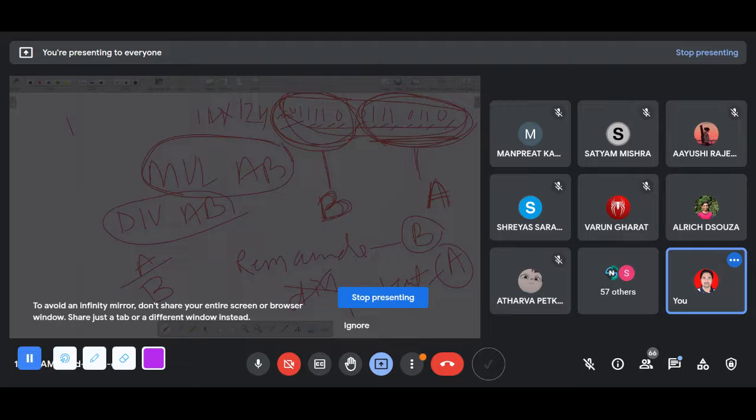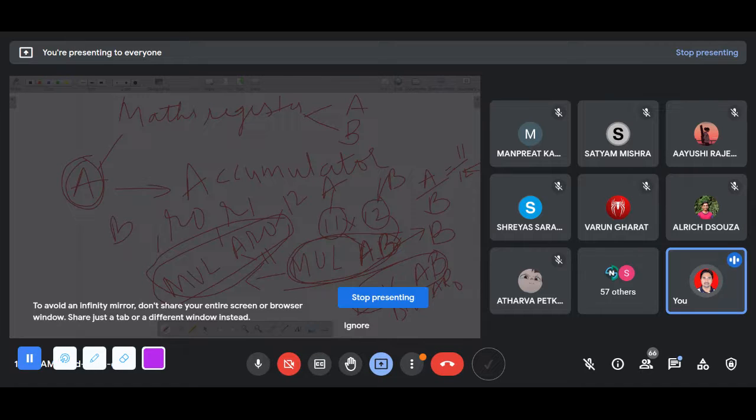Okay. So remember what the significance of A is and what the significance of B is in multiplication and division. Why is A called the accumulator? Because if you do addition, if you do subtraction, if you do multiplication, if you do division, by default your result will be stored in the A register. That means it is going to accumulate the result. That is why it is called the accumulator.